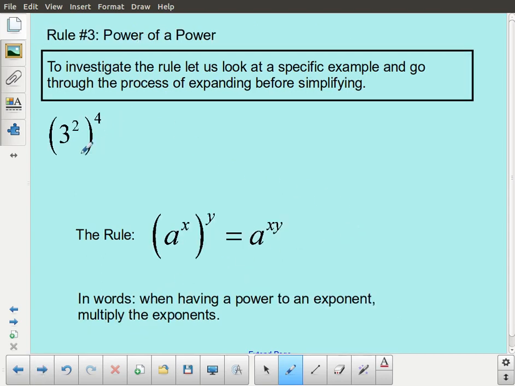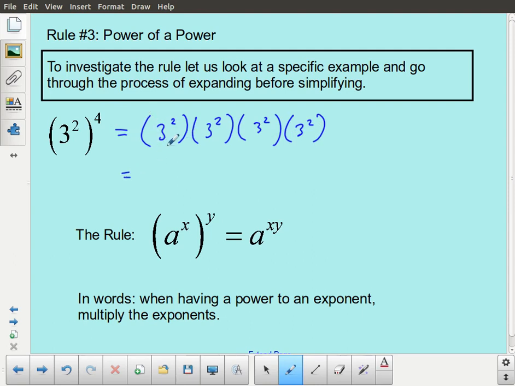Okay, what about a power of a power? Here I have 3 to the power 2, but then that whole expression is to the power 4. So I could rewrite that as 3 to the power 2, 3 to the power 2, 3 to the power 2, and 3 to the power 2, because I've got 4 of them. That's what this outer exponent means.